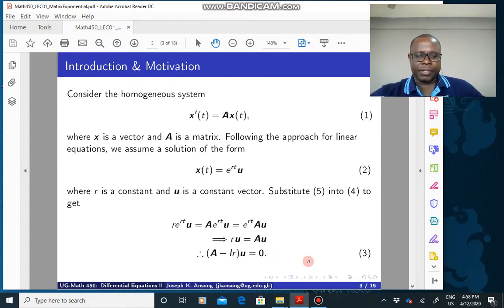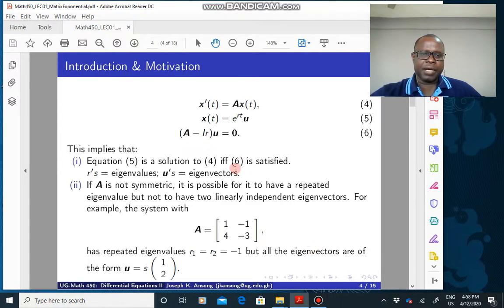Now, we have encountered this before. What this means is that x equals e to the rt times u is a solution to the system if equation 6 is satisfied. In other words, if I can find an r, which we call an eigenvalue, and a u, which we call an eigenvector, such that this combination is equal to 0, then I have a solution which is given by equation 5. So we've seen this before.